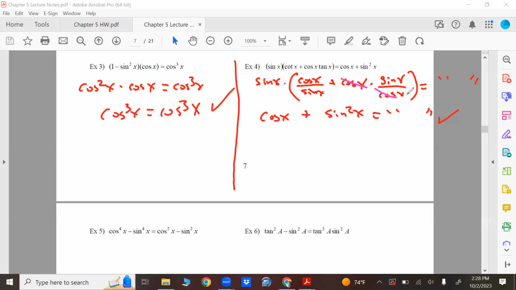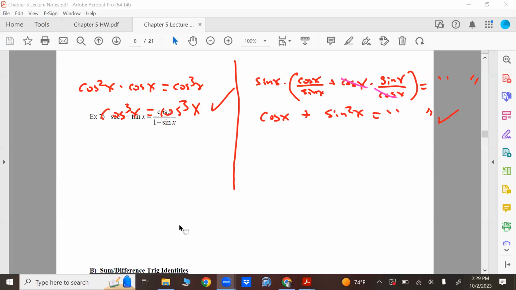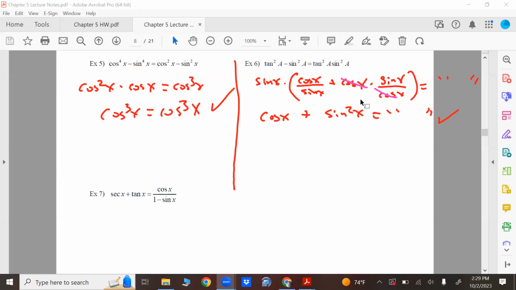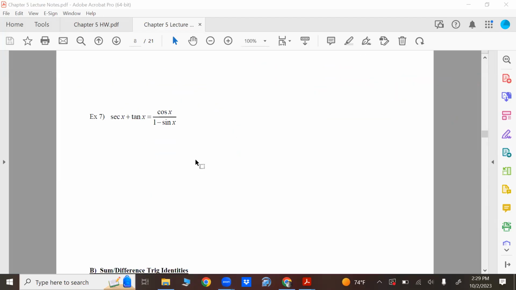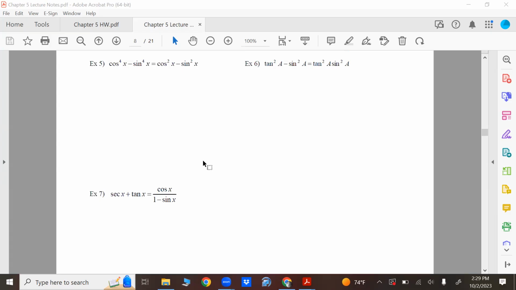Okay, any questions on examples 3 and 4? All right, let's keep moving. Next page, we've got 3 more here. Let me do example 5 with you guys, and you'll try examples 6 and 7 in your table groups. And then we'll move on to some more juicy stuff.